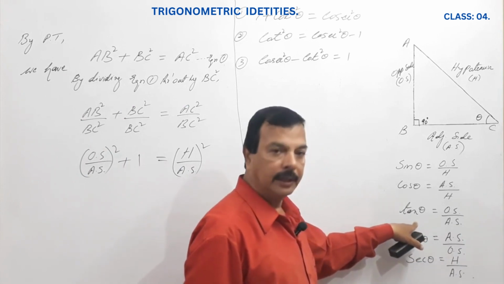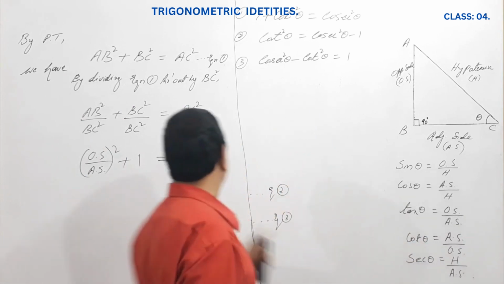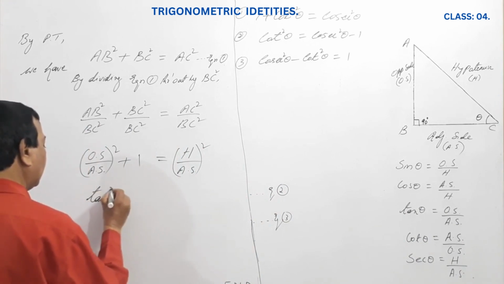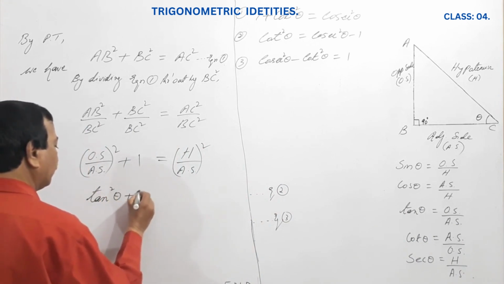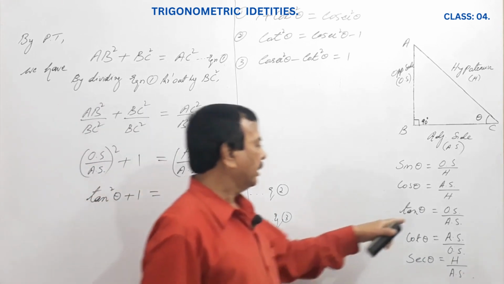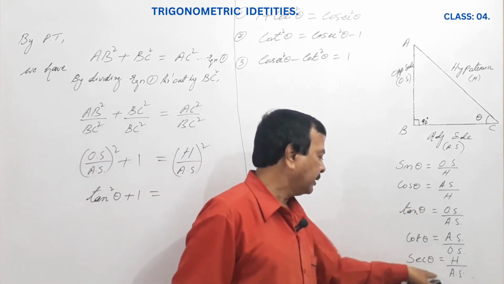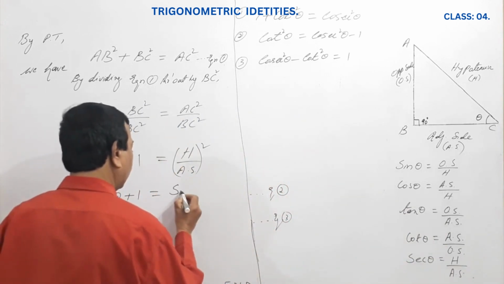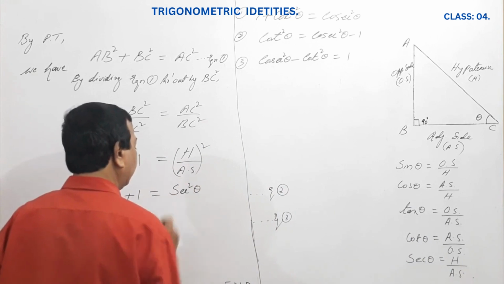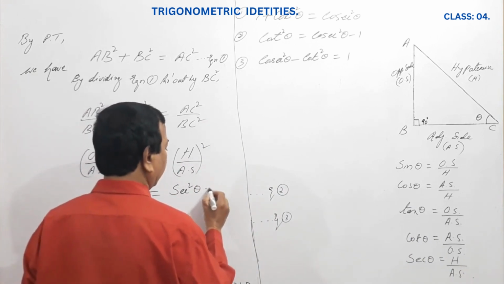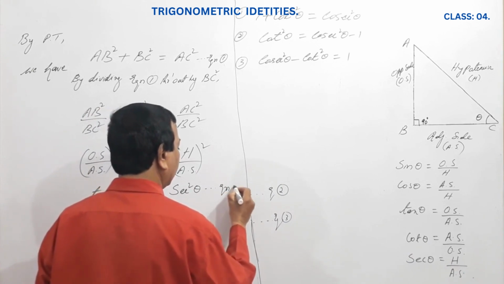OS by AS is tan theta, and we have a square, so it becomes tan square theta plus 1 equals to, what is H by AS? H by AS is secant theta. So it becomes secant square theta. So this is equation 5.